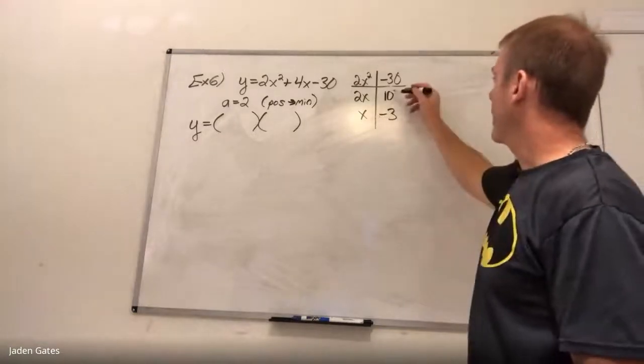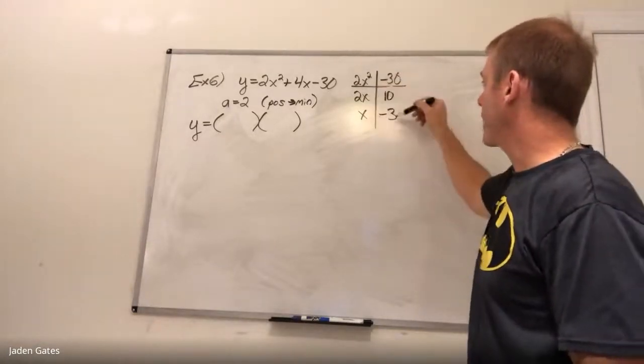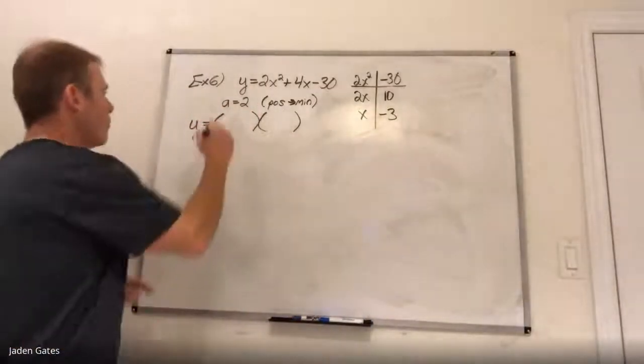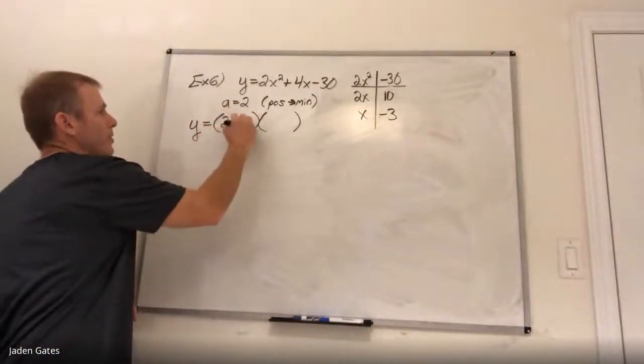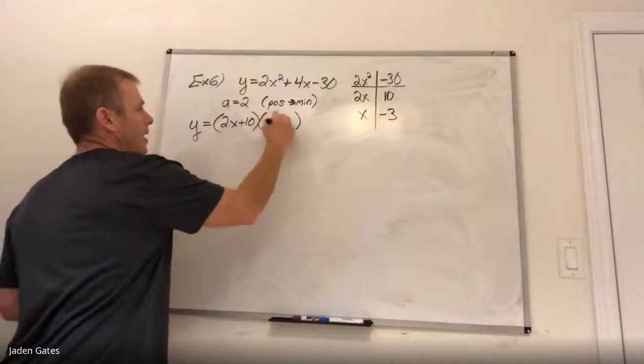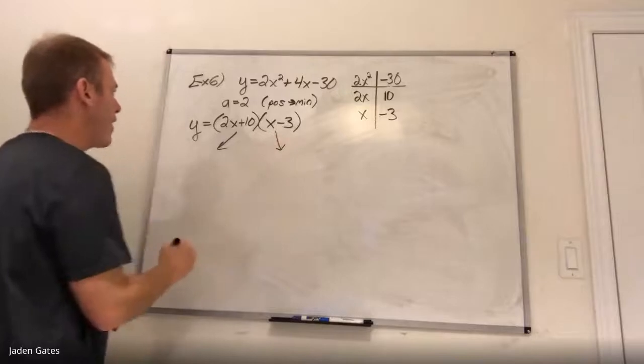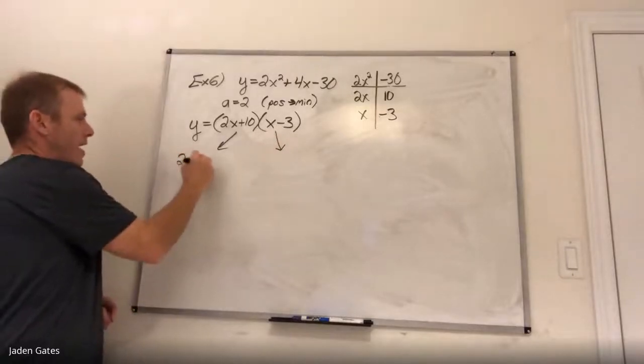All right. So I got 10 times x, 10x minus 6x. That gives us the 4x. Good. All right. So I got one factor here, which is 2x plus 10. And then the other one's x minus 3. All right, I solve both pieces to find my x-intercepts.